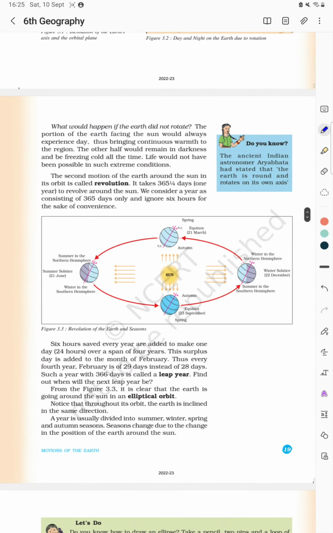Let me show you in this figure. This is our sun. This earth moves about its own axis, that is rotation, and the earth also moves like this in this path, that is revolution. This is the sun.